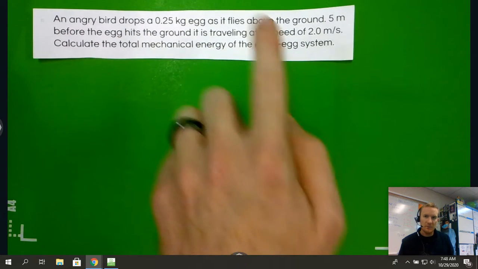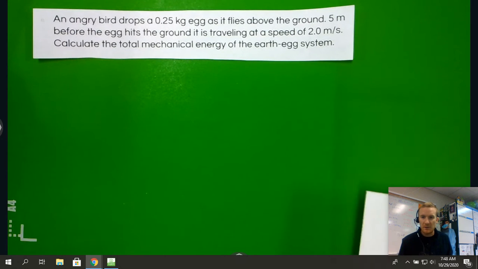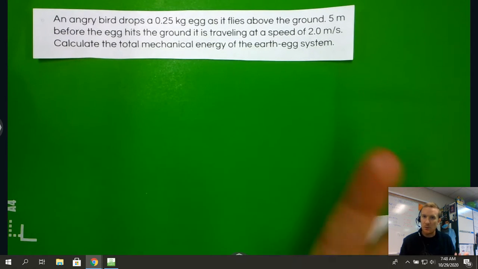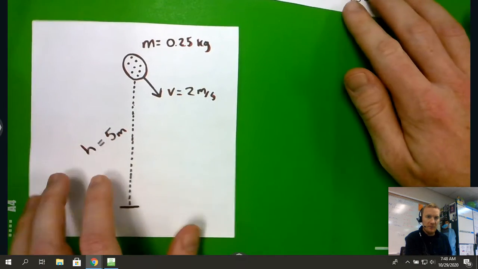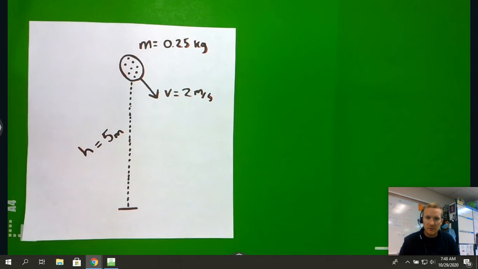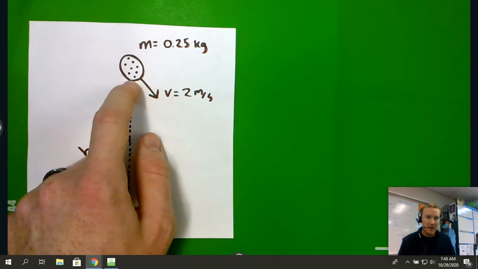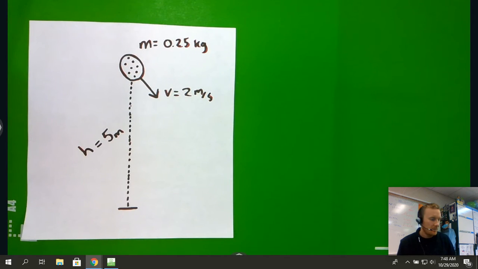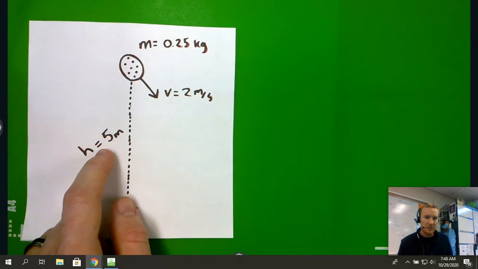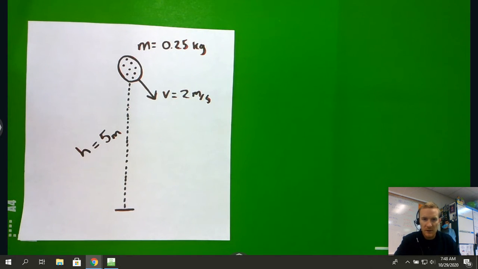So with all of these problems, I do strongly recommend drawing out a diagram, just again, so you can kind of see what we're working with. So I've made one here that represents everything that we know about the following situation. We have an egg. We know that it's falling. We know that it has a mass of 0.25 kilograms. We know when it's 5 meters above the ground, it is traveling 2 meters per second.